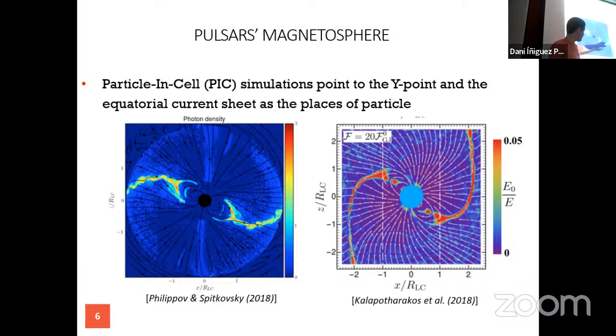The Y point is this point here. This is where the open magnetic field lines connect and undergo magnetic reconnection. This magnetic reconnection can accelerate particles. So in these places, this Y point and the equatorial transition, particles can be accelerated, and thus energy emission can be produced.